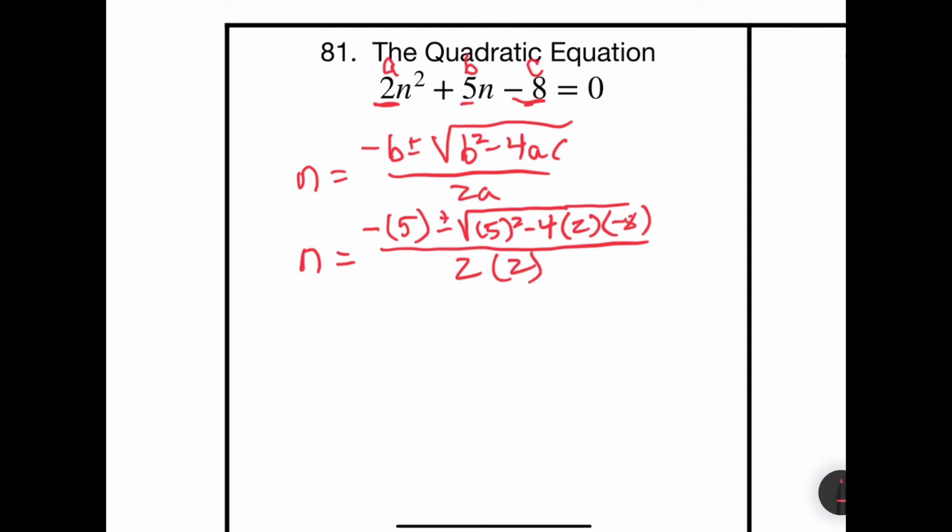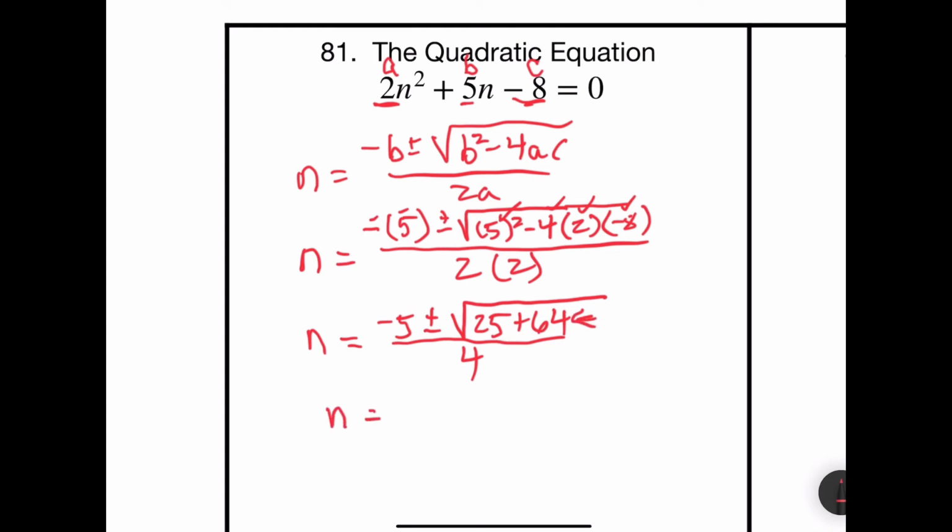So now I just have to simplify. So n will be equal to, the opposite of 5 is negative 5, plus or minus the square root of 5 squared is 25, and negative 4 times 2 times negative 8 will be positive 64. And on the denominator, 2 times 2 is 4. So now I just have to add underneath the radical, n will be equal to negative 5 plus or minus the square root of 89 over 4.